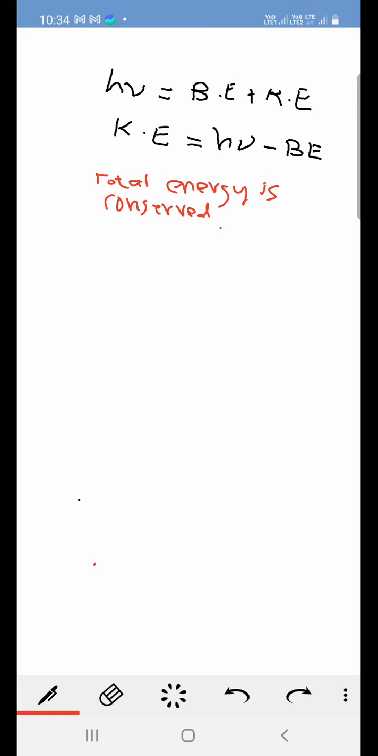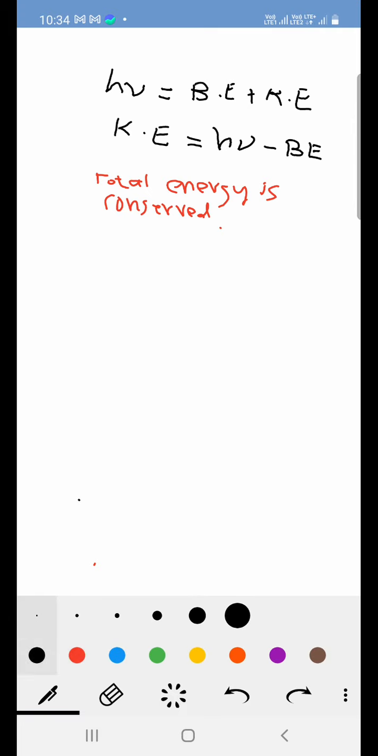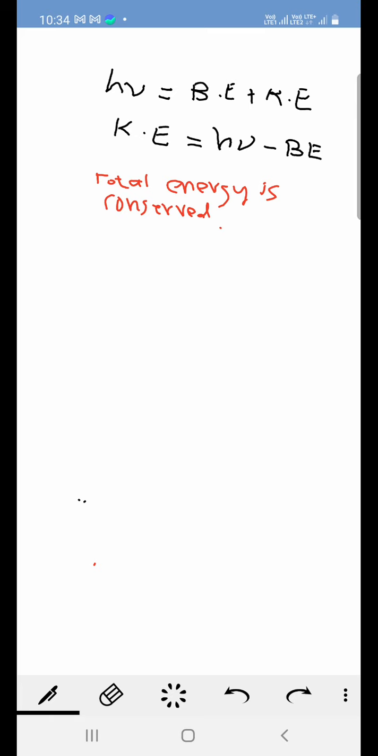So what we actually conclude is that if we know the monochromatic exciting radiation, then we can measure the binding energy of the electrons in the atom under examination by observing the kinetic energy by which they leave.